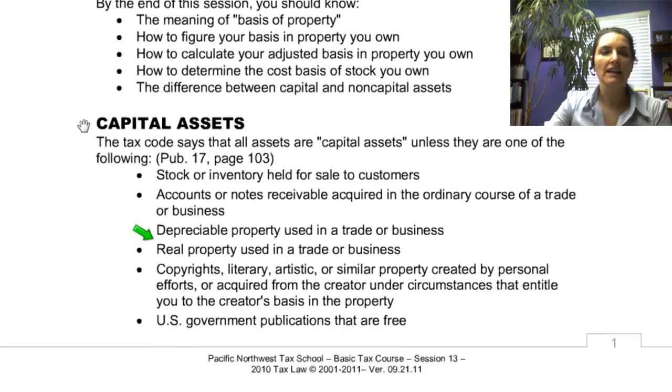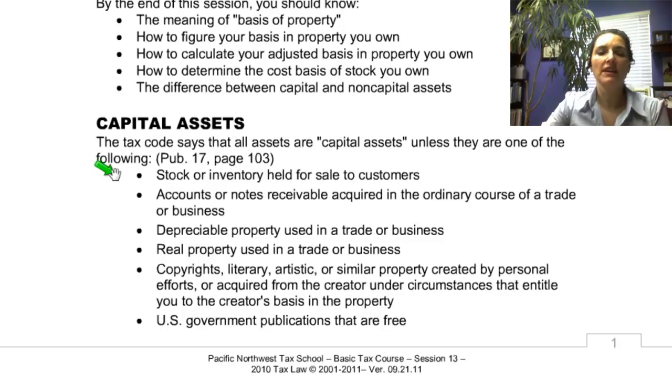And the first thing we're going to look at is the definition of a capital asset. It's important to know what a capital asset is, because if you sell a capital asset, you may be able to apply capital gain and loss rules. So in order to apply those rules, that is the capital gain and loss rules, you have to be able to identify when you have a capital asset. The tax code says that all assets are capital assets unless they are one of the following. So another way to put it is all assets are capital assets except when they're not. So, what is not a capital asset?